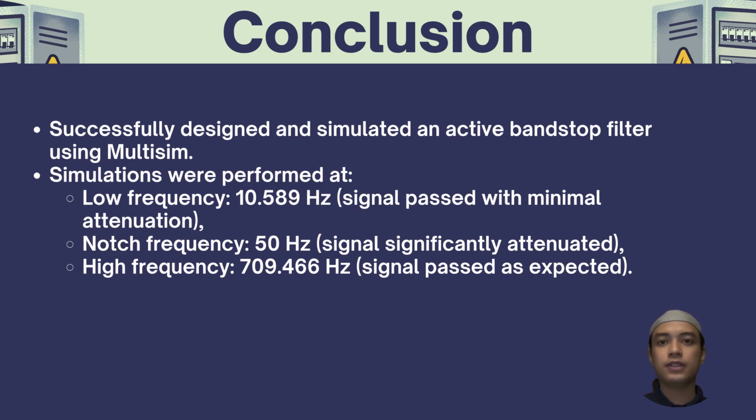We successfully designed and simulated an active bandstop filter using Multisim. The simulations were performed at, first, a low frequency of 10.58 Hz. The signal passed with minimal attenuation. The second one is the notch frequency, which is 50 Hz. The signal was significantly attenuated. And the last one is a high frequency of 709.466 Hz. The signal passed as expected.